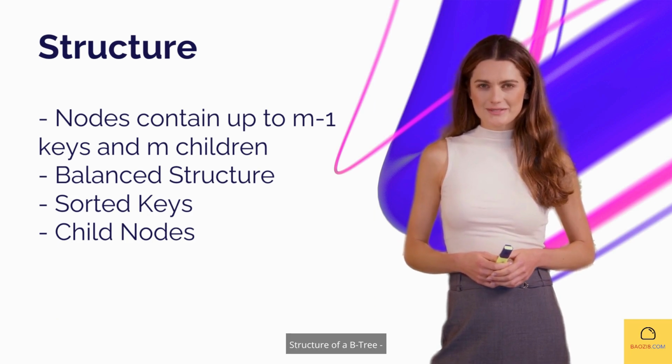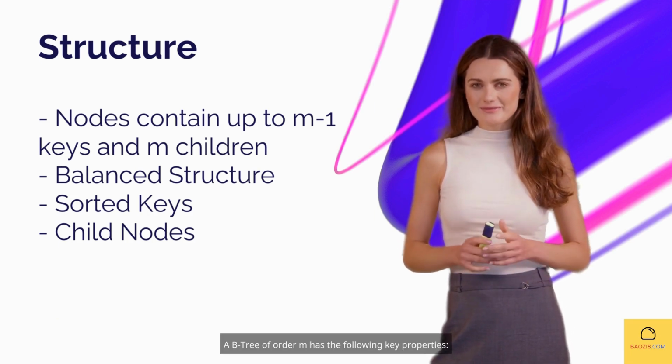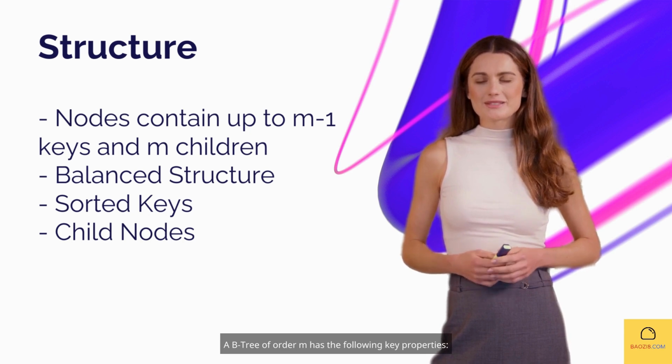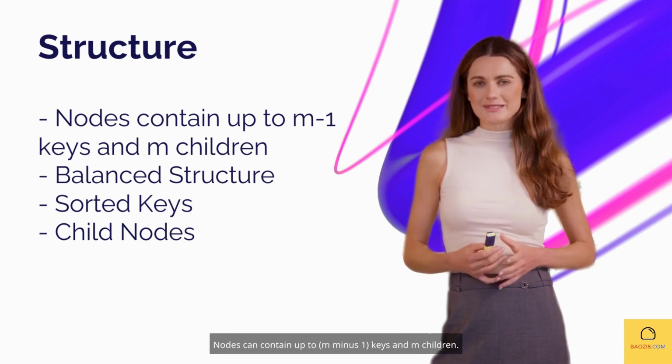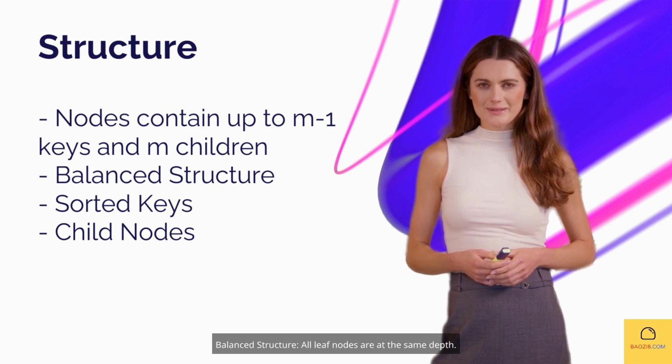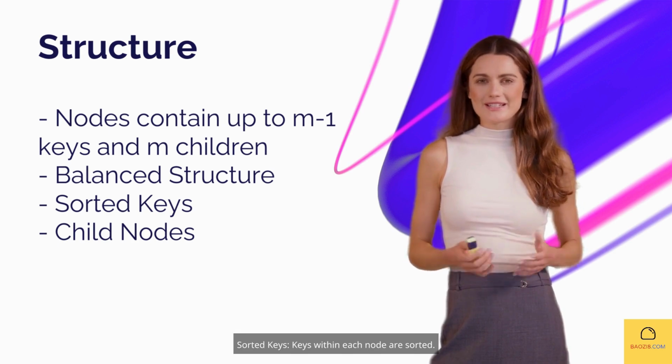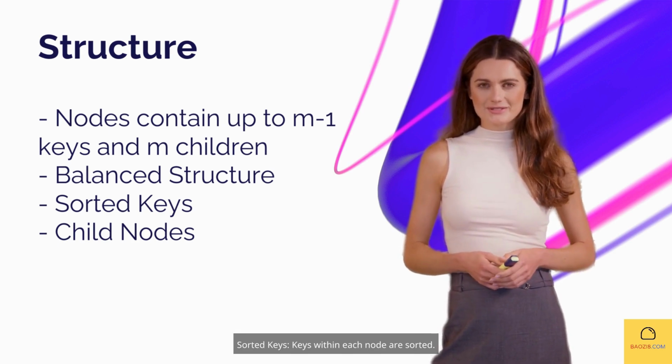Structure of a B-tree. A B-tree of order M has the following key properties. Nodes can contain up to M-1 keys and M children. Balanced structure. All leaf nodes are at the same depth. Sorted keys. Keys within each node are sorted.